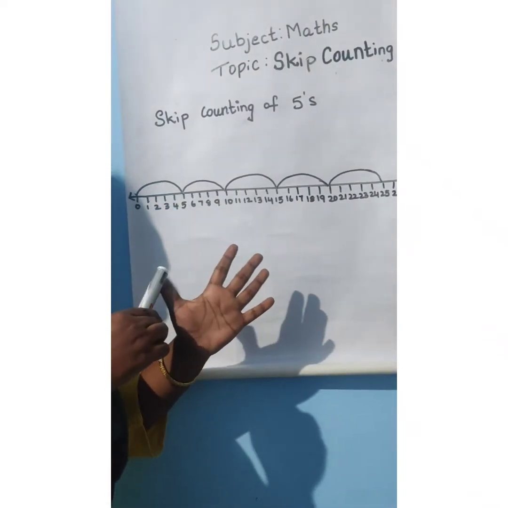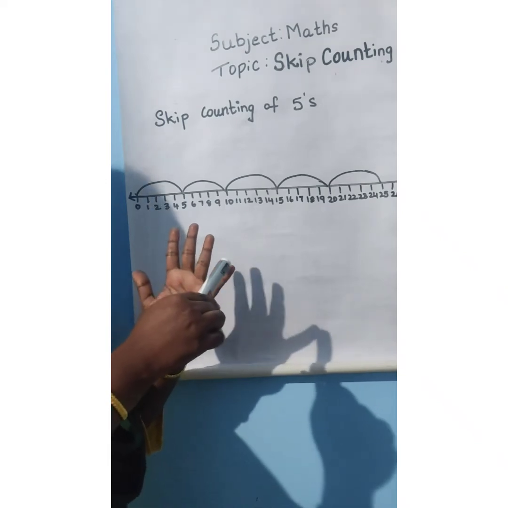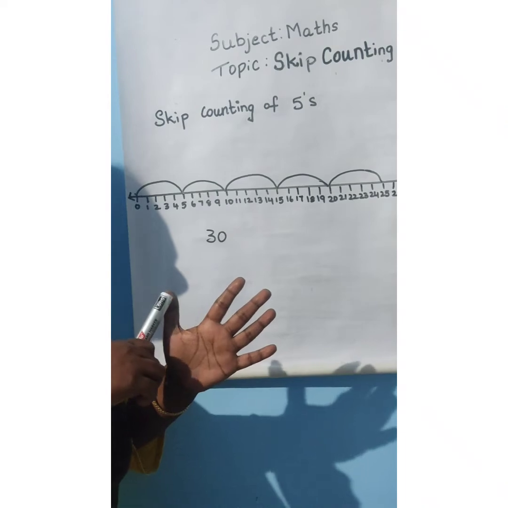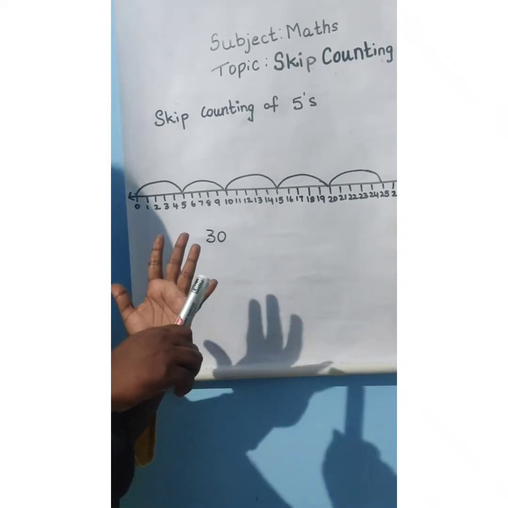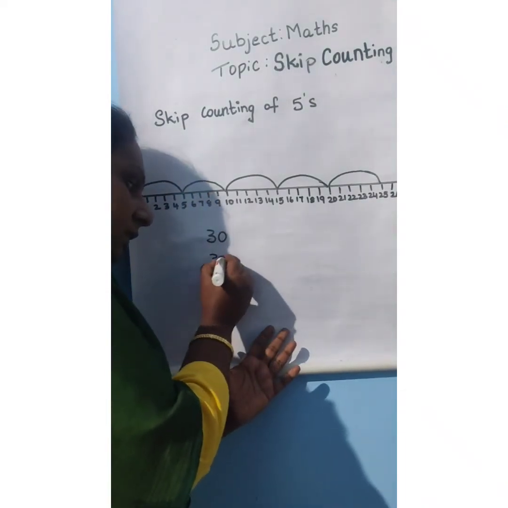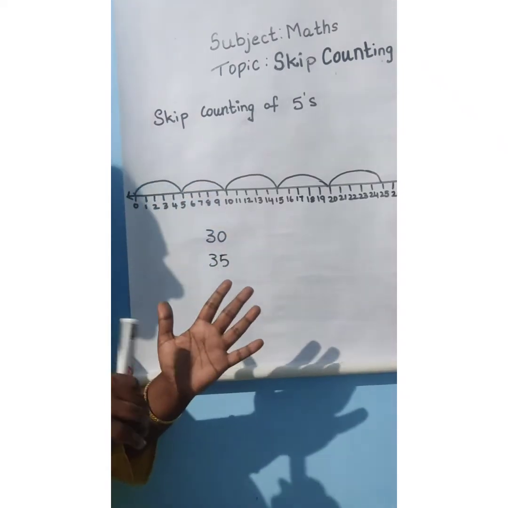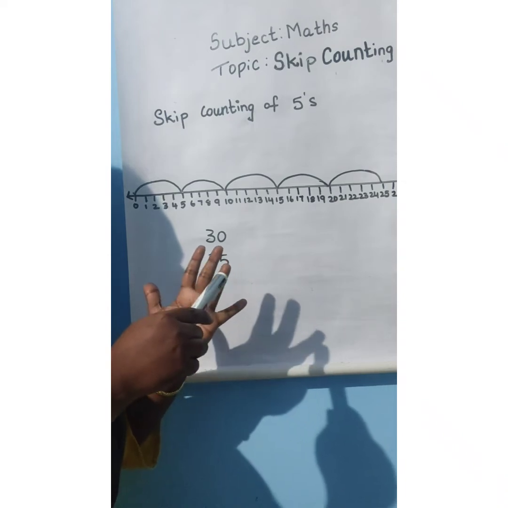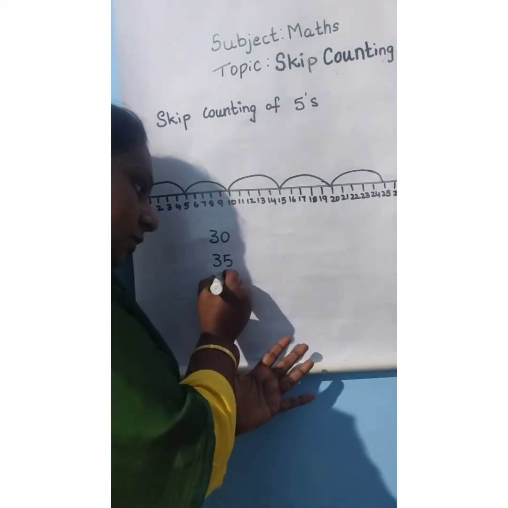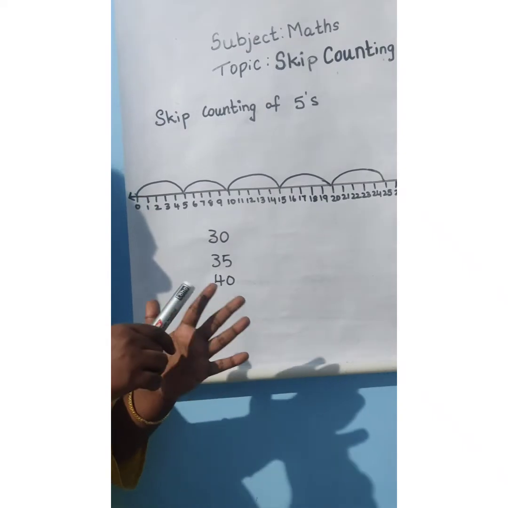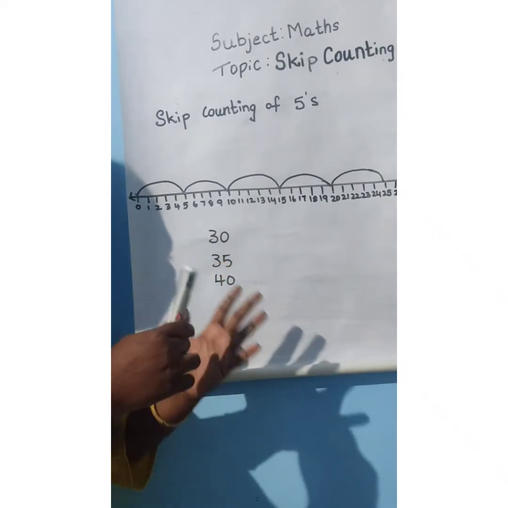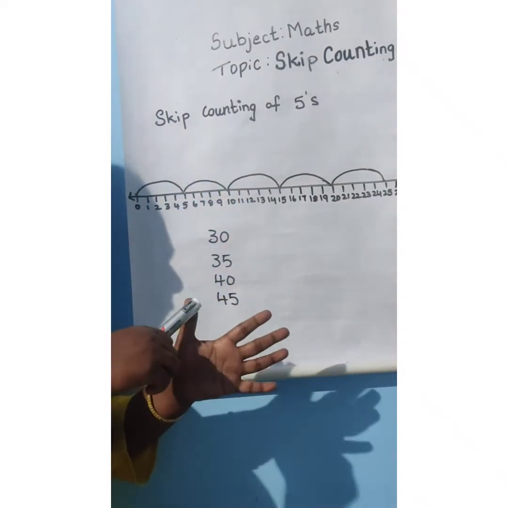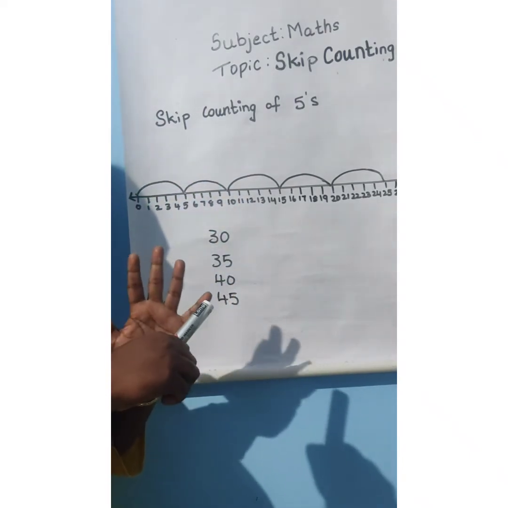So 25, 26, 27, 28, 29, 30. So right here 30. Okay, so next is 31, 32, 33, 34, 35. So the next will be 35. So what is the next number after 35? 36, 37, 38, 39, 40. So right here 40. Okay, 41, 42, 43, 44, 45. So write here 45. Okay, after 45, 46, 47, 48, 49, 50.